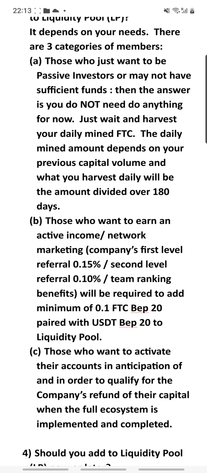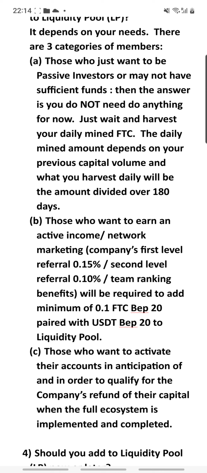Then part C. Now, this is to activate the accounts so that it can qualify for the company's refund. But take note, this is until when the full ecosystem is completed, and that is estimated to be at least some many months ahead. Okay, and what does it mean by full ecosystem? That would include the FinPay, FinSwap, FinBox, FinBill, FinSouls, etc., etc. Okay, so it's a whole series of full ecosystem, and if I'm not wrong, it's around 14 of them.